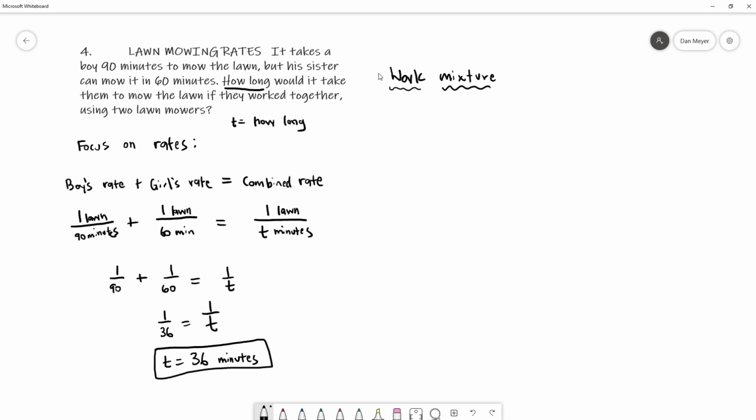All right, I'm thinking about this in terms of if you focus, instead of focusing on rates, you focus on work done. Okay, again, t is the time that they spend working. That's probably a better, or time spent mowing. Okay, now there still are rates. Okay, the boy still works at a rate of 1 over 90, and he's going to work for t minutes. All right, so this is the work that the boy gets done.